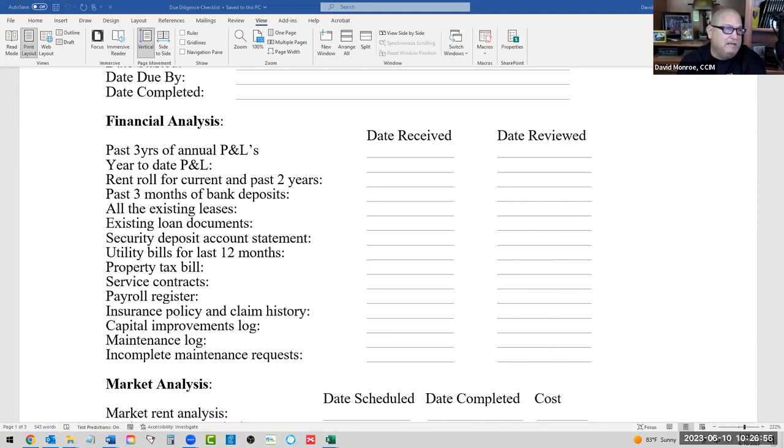Maintenance log. Why do we need the maintenance log? Now, this is off-site or on-site, either way, we want the maintenance log. You want the maintenance log for the last 12 months. Why? You want to make sure that they're keeping up with preventative maintenance, David, I would think. That's one. Yep, absolutely. Why else?